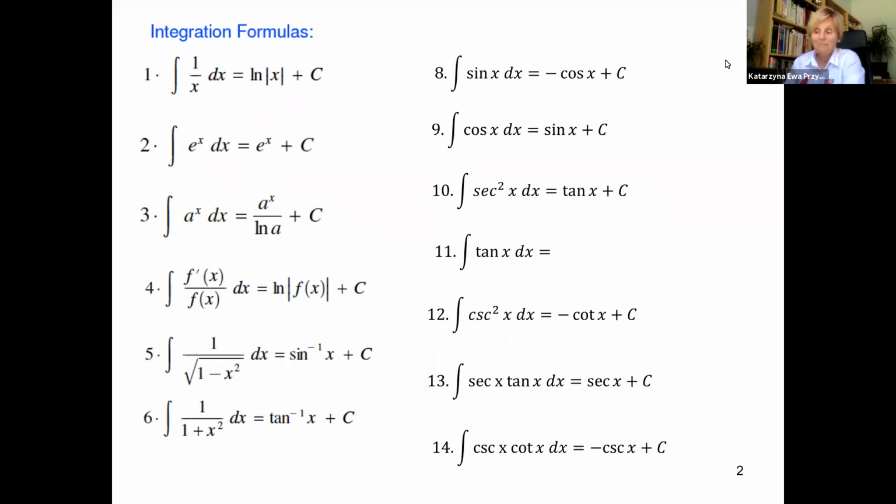Maybe number 11, we still don't know, but we will try to figure out this integral: what is the integral of tangent of x? I think we need that new rule, the U substitution.